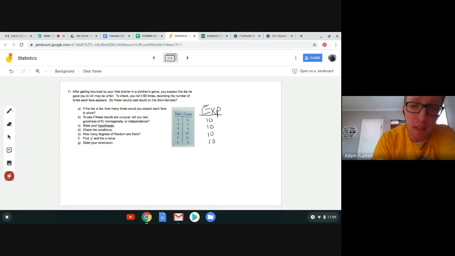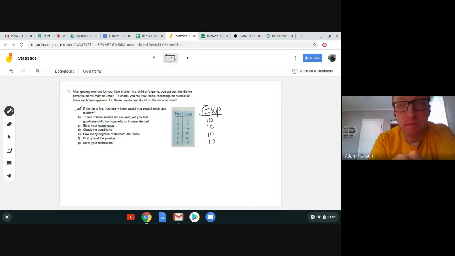Now, obviously, that doesn't happen here. Is it because the die is unfair and I wasn't supposed to get an even number of values? Or is it just normal variability? That's what a goodness of fit test will answer. So part A, we kind of ran through that. If the die is fair, how many times would you expect each face to show? 10 apiece. 60 rolls, 1 through 6, 10 of each value.